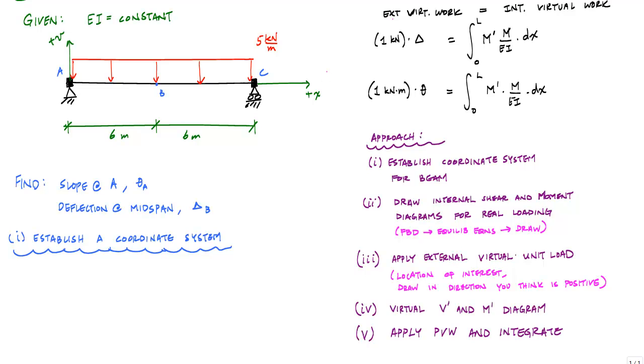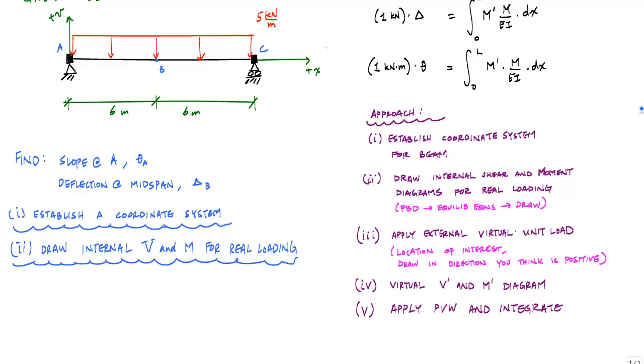Next, I want to draw the internal shear and moment diagrams for the real loading. For this simply supported beam, hopefully you're pretty familiar with the shear and moment diagrams. But if you're not, you've got to follow that process of calculating the reactions. Here you want to draw that free body diagram first, and then use equilibrium equations to solve for the reactions. If you sum the forces in the horizontal, this would be 0. You could do moments. I know by symmetry that AY and CY are equal and take half of this distributed load. So 5 times 12 is 60, and AY takes half of that 60, which is going to be 30 kilonewtons, and this will be 30 kilonewtons.